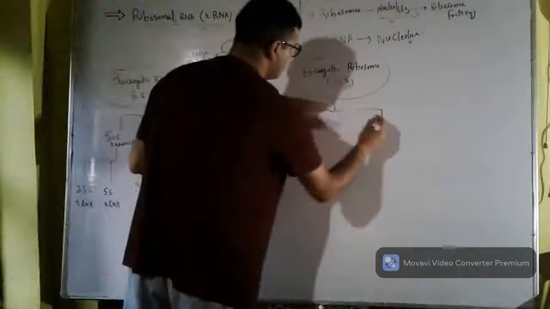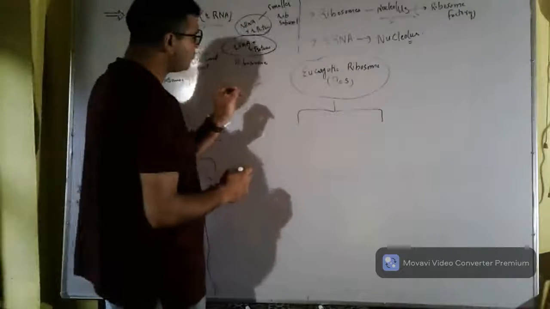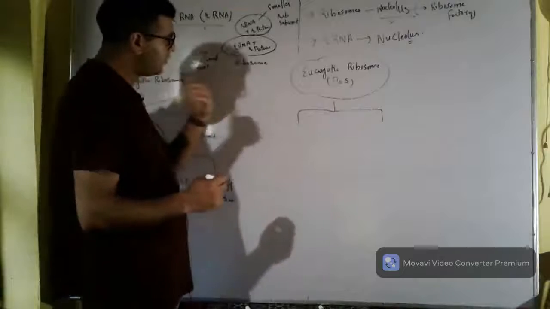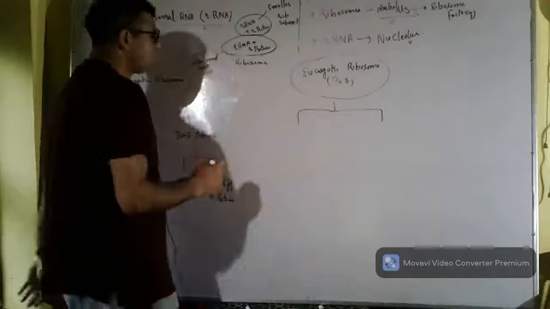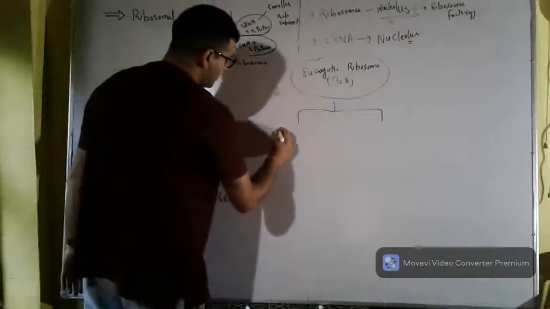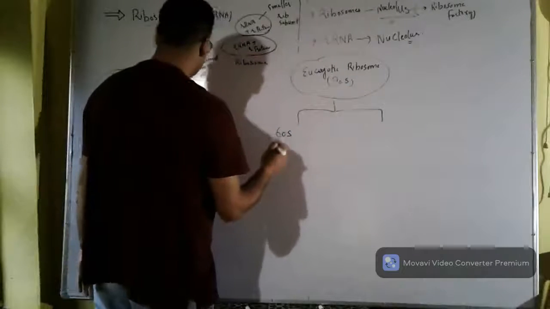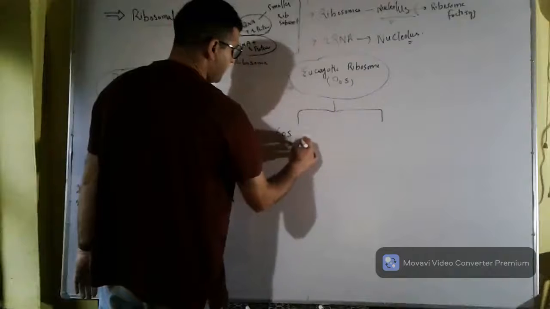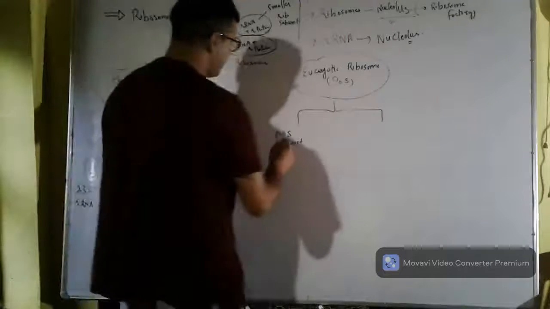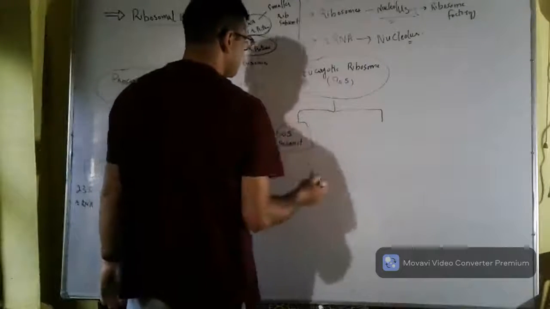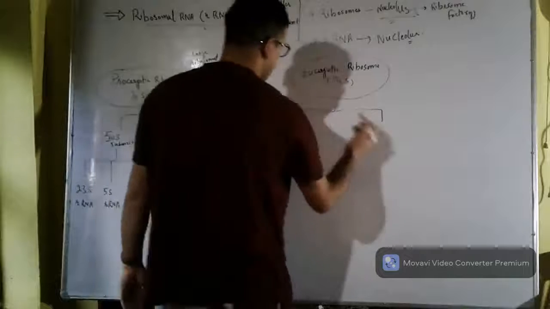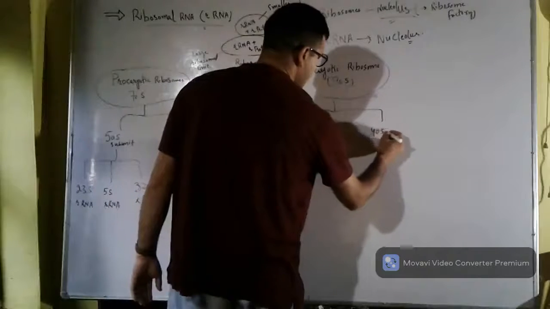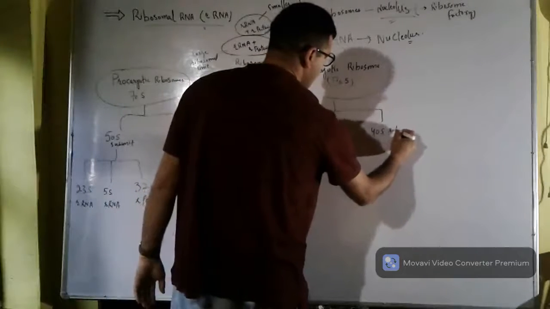So we have two subunits of the eukaryotic ribosome: the 60S subunit of the ribosome, and the 40S ribosomal subunit.